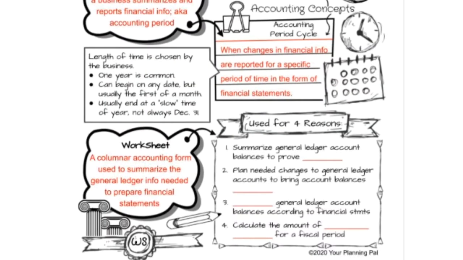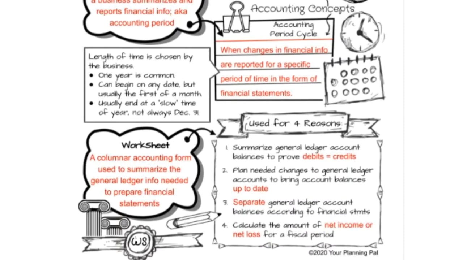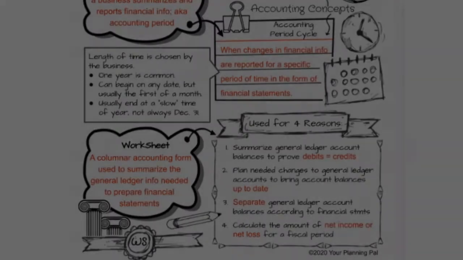Now, the definition of worksheet is a columnar accounting form used to summarize the general ledger info needed to prepare financial statements. And accountants use these worksheets for 4 reasons. One is to summarize general ledger account balances to prove that debits equal credits. A second is to plan needed changes to general ledger accounts to bring account balances up to date. The third is to separate general ledger account balances according to financial statements. And the fourth is to calculate the amount of net income or net loss for a fiscal period.